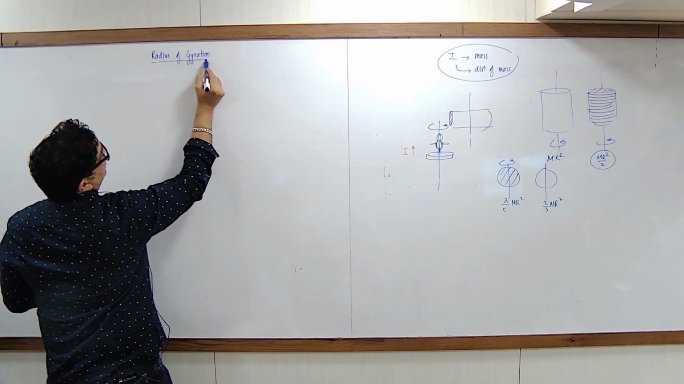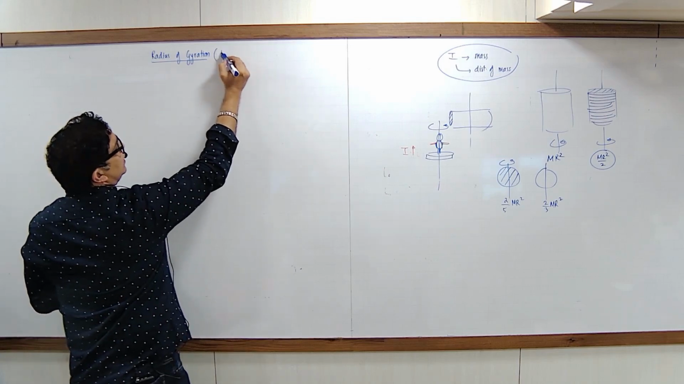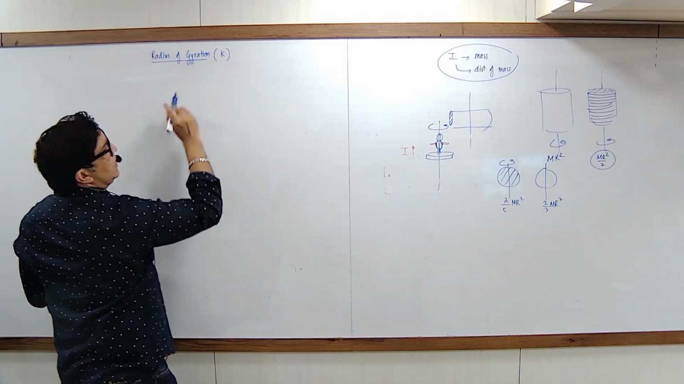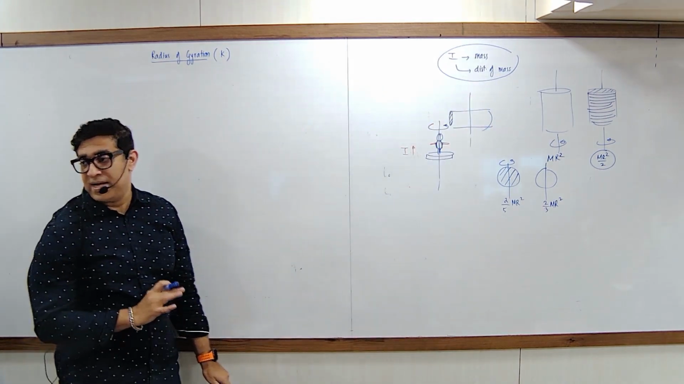Okay, radius of gyration, or gyration, whichever you say, write it like this. It is denoted by the letter K. What does K try to specify? It is the distribution of mass. I will tell you what it means.